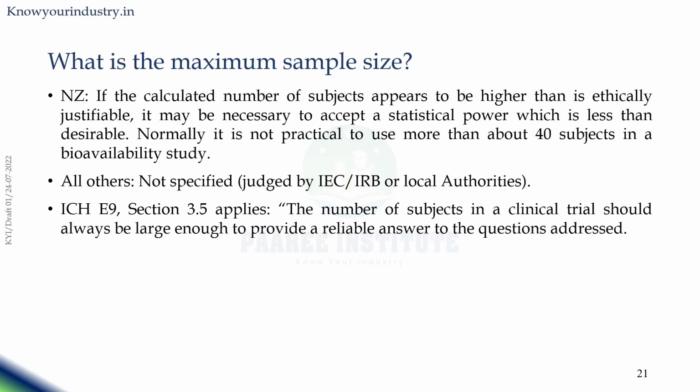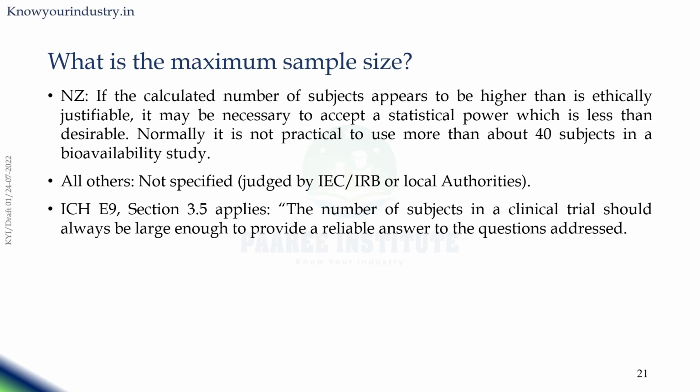What is the maximum sample size? In New Zealand, if the calculated number of subjects appears to be higher than is ethically justifiable, it may be necessary to accept a statistical power which is less than desirable. Normally, it is not practical to use more than about 40 subjects in a bioequivalence study. So it is clearly defined in New Zealand that it is not practical to use more than 40 subjects for a bioequivalence study. In other countries, other regulations, it is not specified what should be the maximum sample size.